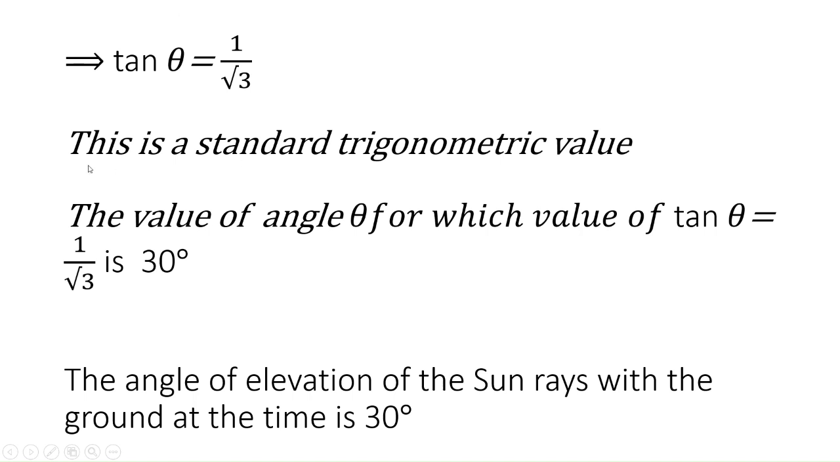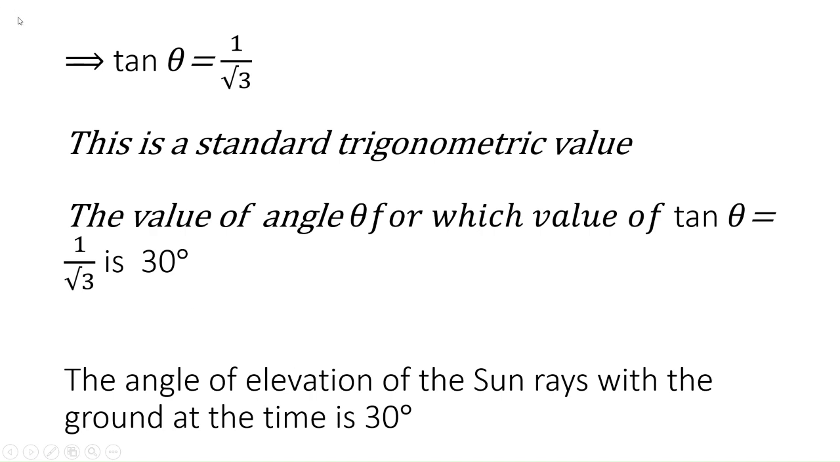Of course, this is a standard trigonometric value. So, where will we get 1 by root 3 as tan theta? The value of angle theta for which the value of tan theta is 1 by root 3 is 30 degrees. When the angle is 30 degrees, definitely we will get tan theta as 1 by root 3. That means tan 30 is 1 by root 3. So theta is nothing but 30 degrees. So the angle of elevation of the sun rays with the ground at that time is 30 degrees.